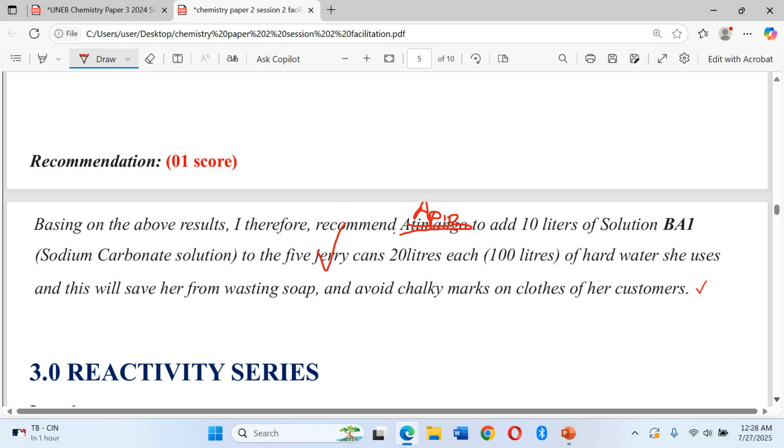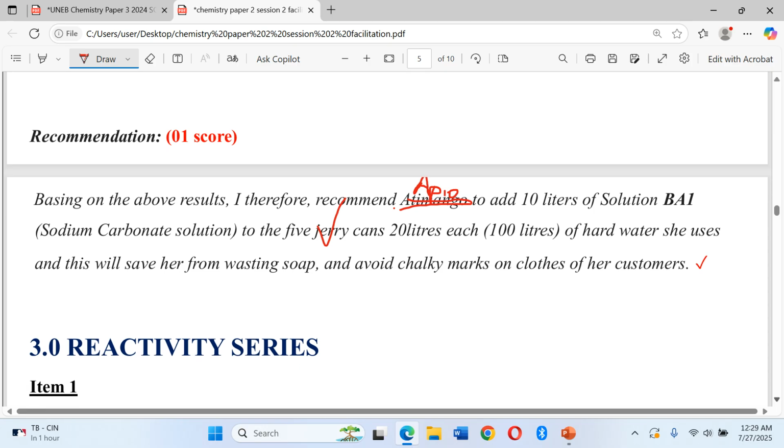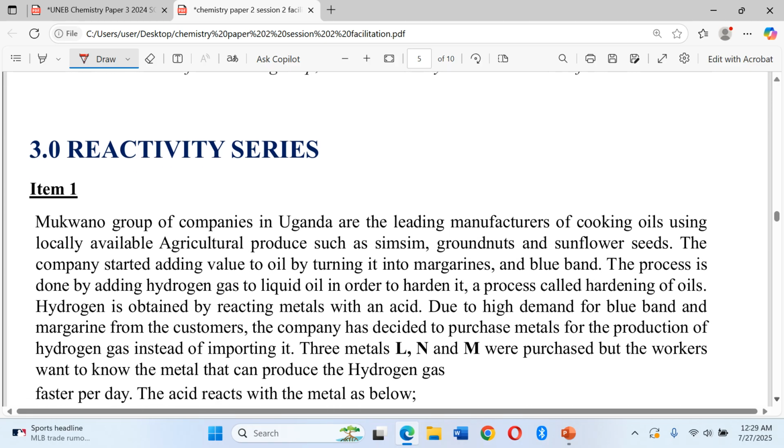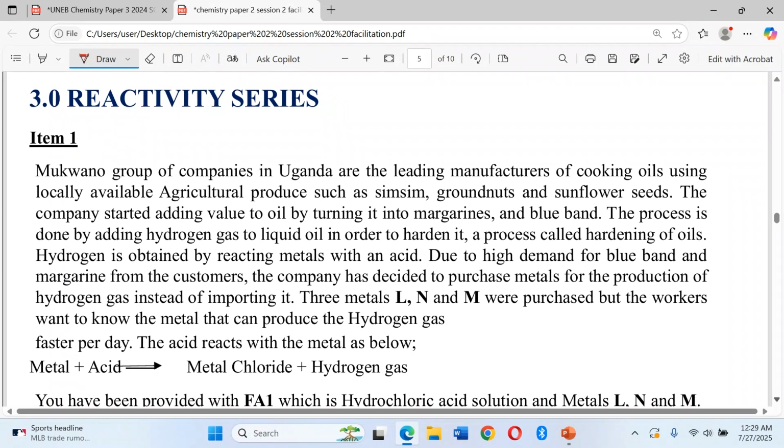So in this session, and especially on hard water, we have seen two things: identifying hardness in water. Then another experiment, in this one we have seen how to remove hard water. We can remove hard water by adding washing soda, which is sodium carbonate. And we have seen that when sodium carbonate reacts with magnesium sulfate, it forms a white precipitate. Okay, now let's go to our next chapter, which is reactivity series.